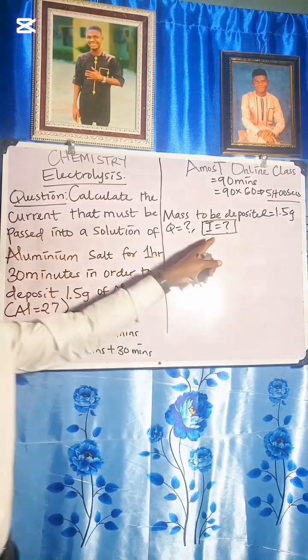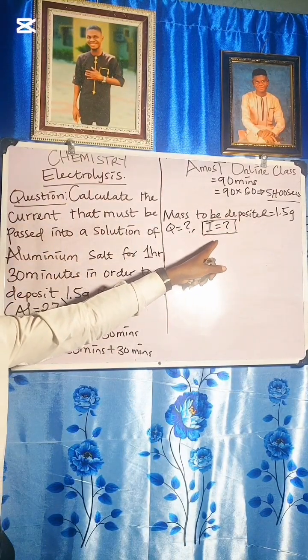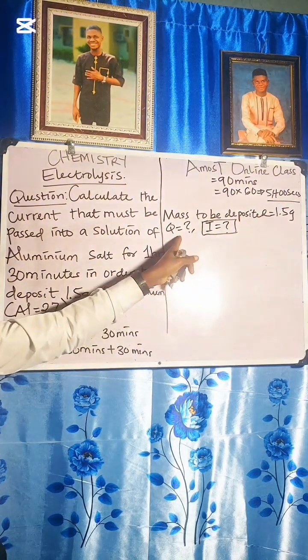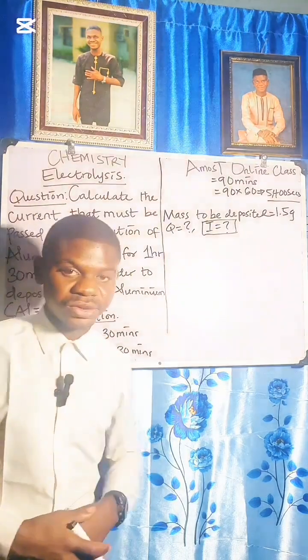Now this is the major problem. So we should find the quantity of electricity, so we should find the current that must be passed. So we need to find Q first. So how do we do that? Now let's begin the solution right away.